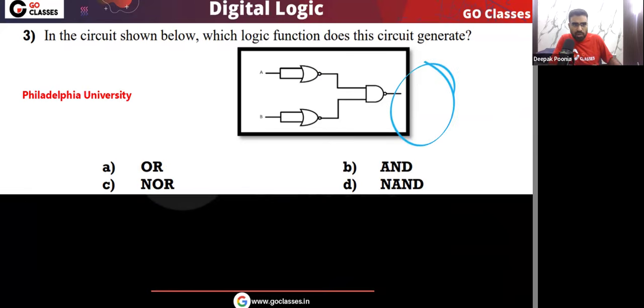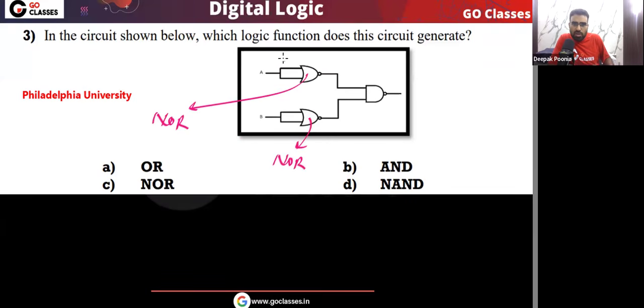We need to find out what the output is for this logic circuit. You can see there is a NOR gate here, and a NOR gate here. Correct? Here we have this NOR gate. First we are doing OR, then we are doing NOT. So this is also a NOR gate.